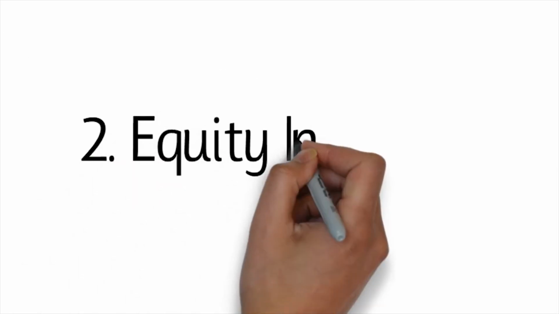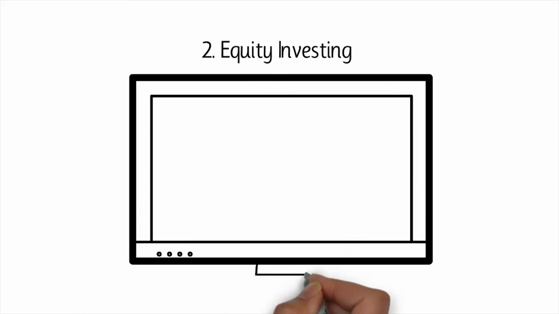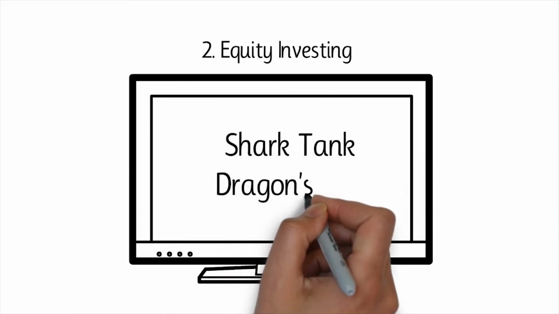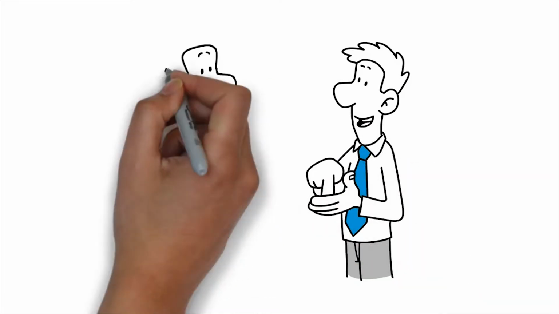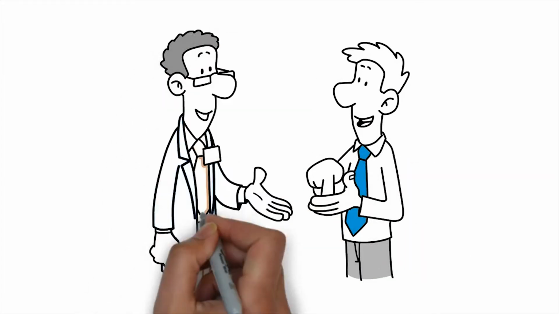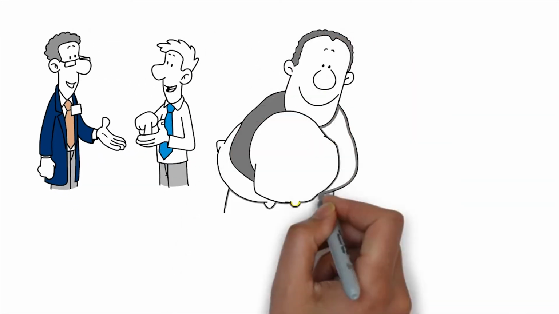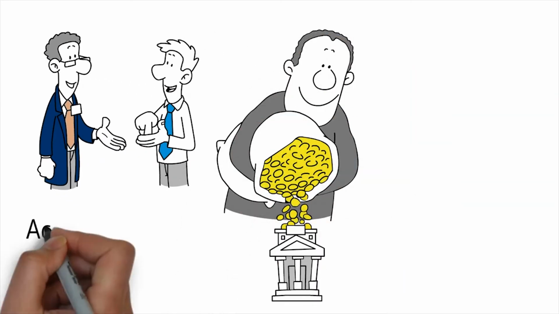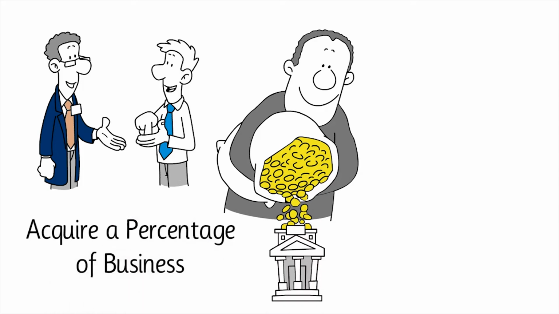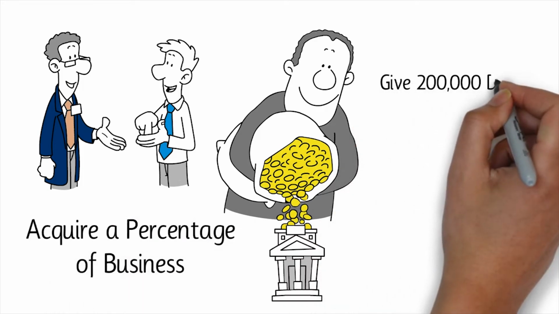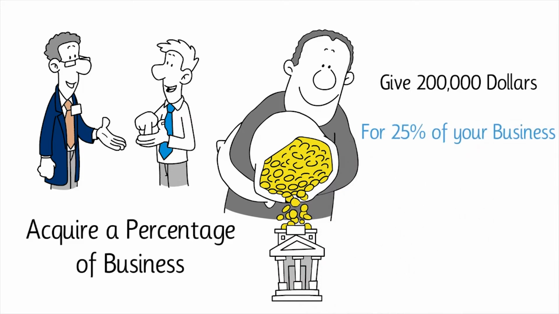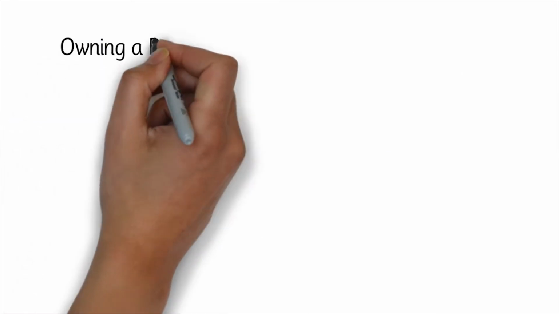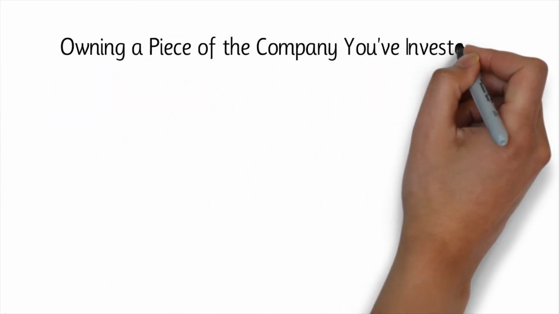Number 2, equity investing. If you are a fan of the TV show Shark Tank or Dragon's Den, you might have heard an entrepreneur pitch their business idea to the sharks or dragons that are potential investors. Whenever they invest in an entrepreneur's business, he or she may acquire a percentage of that business. For example, they may say, I will give you $200,000 in exchange for 25% of your business. That stake is also called equity. Equity investing means owning a piece of the company you've invested in.